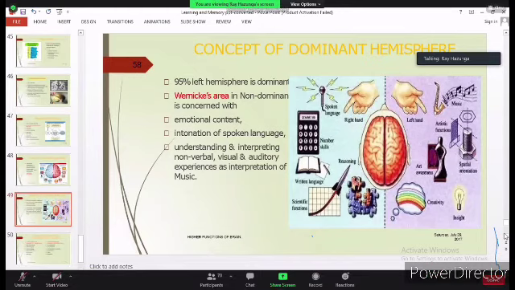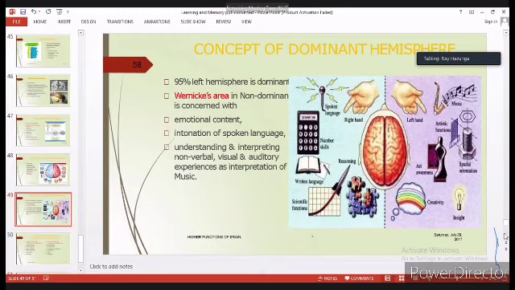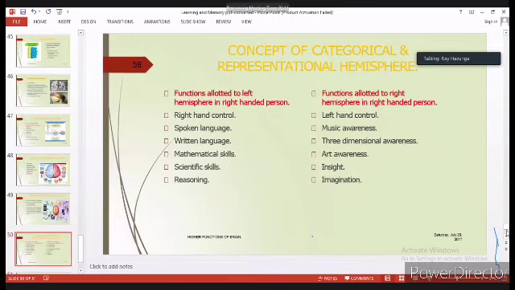So the Wernicke's area in the non-dominant hemisphere is concerned with the emotional content, intonation of spoken language, and a number of other things that we discussed the previous time. So we won't have to go into much detail about that. Discussed this already. And then the concept of categorical and representational hemisphere.